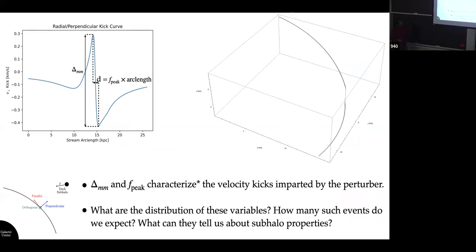Once I have that, I can characterize this kick curve by basically 2 parameters. There's delta v, which is the peak-to-peak difference in the delta V that's imparted on the stream. And then there's this variable f peak, which is the ratio of the peak-to-trough distance divided by the entire arc length of the stream. That's a measure of how concentrated the interaction is. Is it a very puffy object that's disrupting the entire stream, or a very small object that's doing a concentrated effect in one part of the stream?